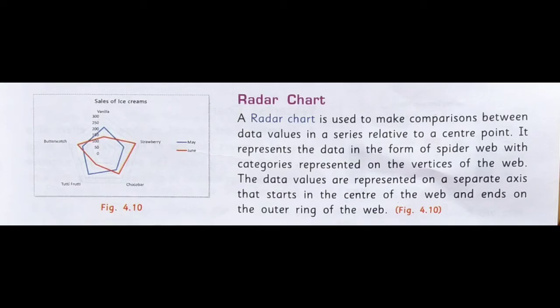A radar chart is used to make comparisons between data values in a series relative to a center point. It represents the data in the form of a spider web with categories represented on the vertices of the web. The data values are represented on a separate axis that starts in the center of the web and ends on the outer ring of the web.